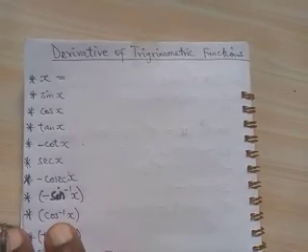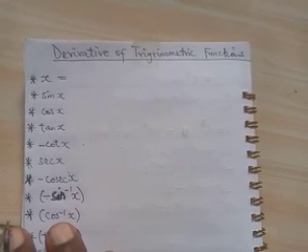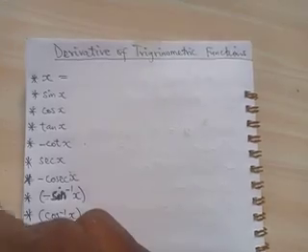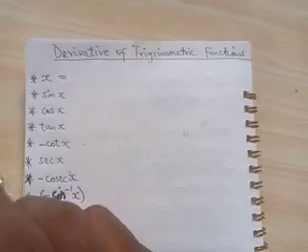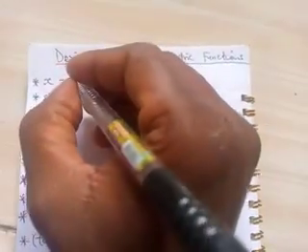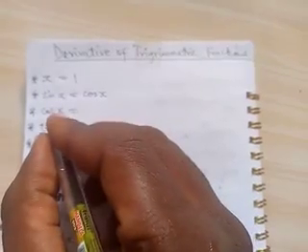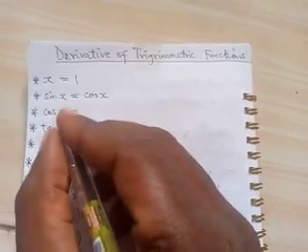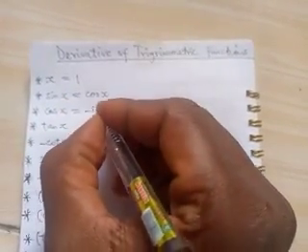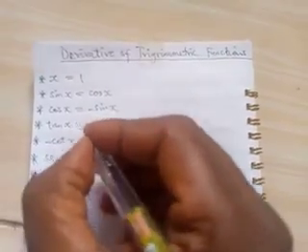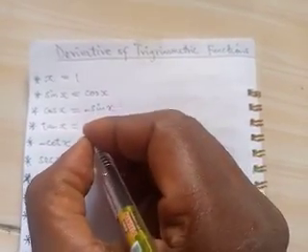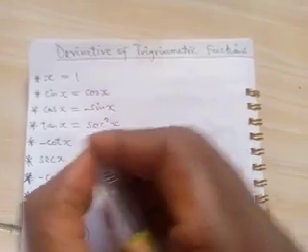In this video, we're going to look at the derivative of some trigonometric functions. We already know that whenever we differentiate x, we're going to get 1. Whenever we differentiate sine x, we're going to get cos x. Whenever we differentiate cos x, it means we're going backwards. We're going to get negative sine x. Whenever we differentiate tan x, we're going to get sec square x.